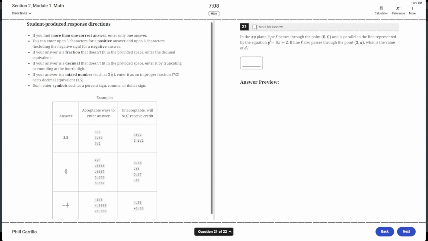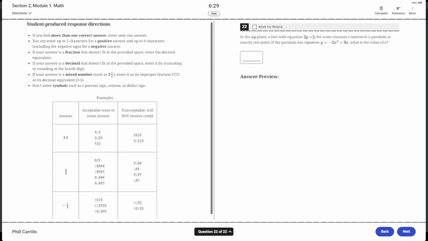In this plane, line L passes through 0, 0. Oh, so it's y equals mx, and it's parallel to the represented line, so the slope is 8. So I already got my equation, y equals 8x, because it passes through 0, 0, there's no b. If L passes through 3, D, what is D? If x is 3, 3 times 8 is 24. Since there's no b, it's just flat out 24.